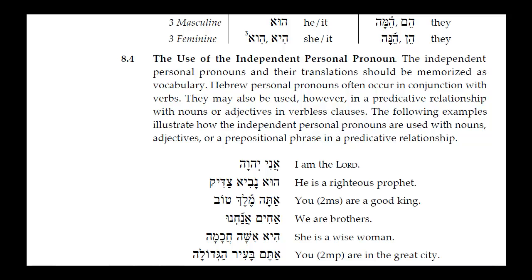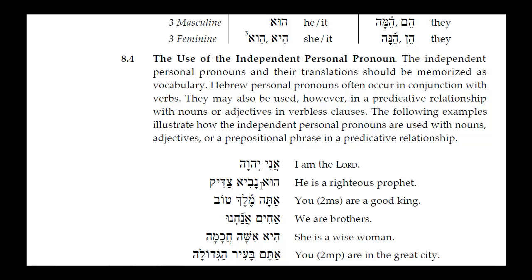So in this first example, we have Ani Adonai. That is saying I am Yod He Vav He. I am the Lord. That's the personal pronoun: I am the Lord. In the second example, we have Hu Navi Sadiq. He is a righteous prophet.